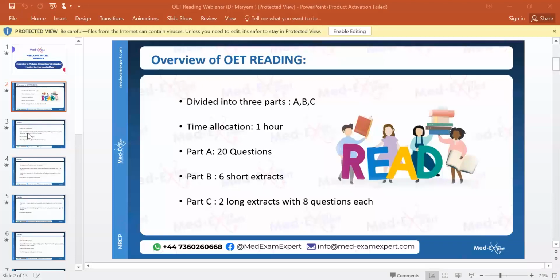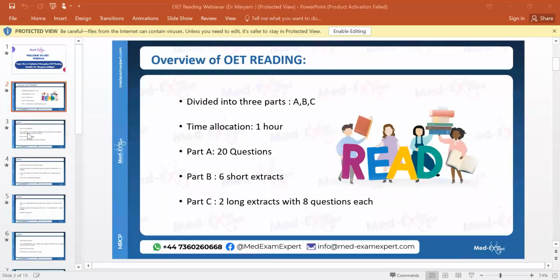Okay, so you are seeing that I have already explained that OET reading is divided into three parts: part A, part B, and part C. The time allocation is 1 hour. Part A consists of 20 questions. Part B has 6 short extracts, with 6 questions.